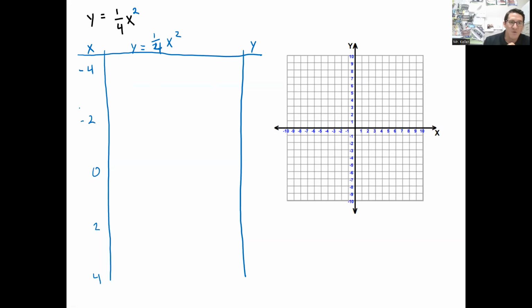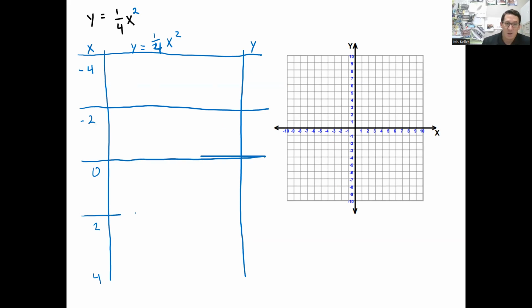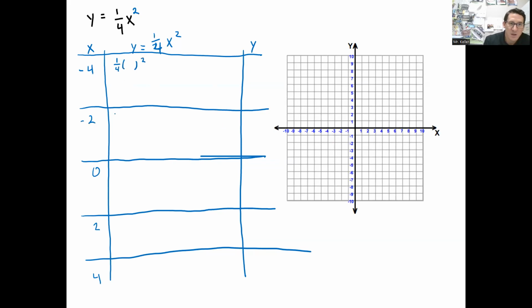So just give it a little thought about what your domain is going to be, and it'll make the graphing easier and make the math easier. You don't have to. You can pick whatever values you want. But if you give it a little thought, doing the math is going to be a little bit easier. So here it's going to be 1/4 x squared. Again, I'm going to write the function in here, just replacing the x with parentheses, and go back through and fill in those blanks with the x values.